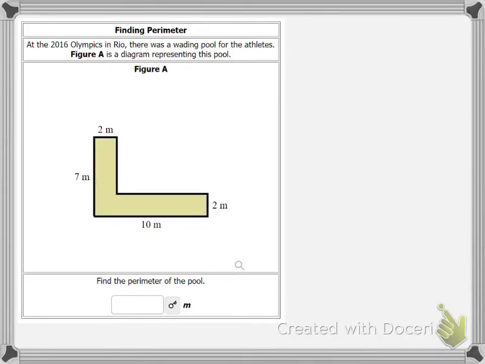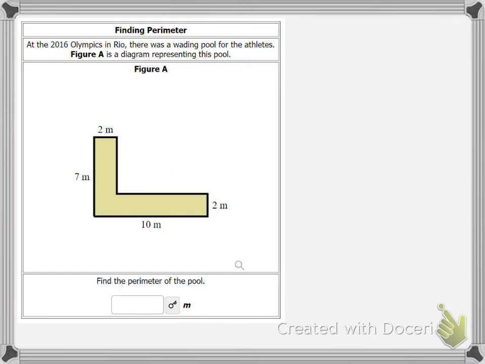In this example, we will be finding the perimeter of a composite figure. The composite figure happens to represent a pool. So to find the perimeter of the pool, what we need to do is make sure that we can label all the sides of the pool. I can see that there are two sides that do not have side lengths already labeled. So let's see how we can figure out what those missing side lengths are.